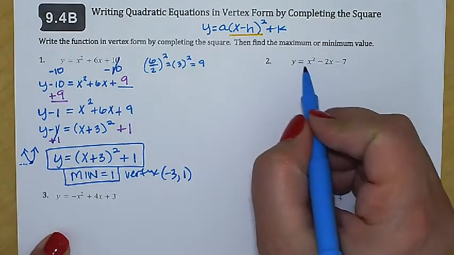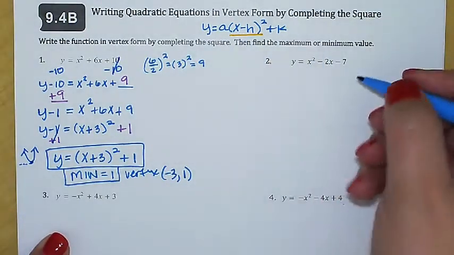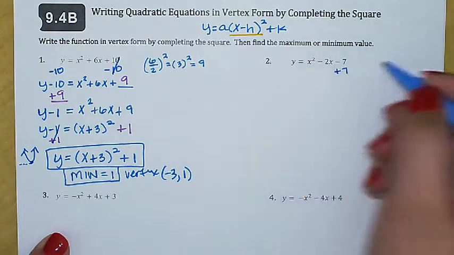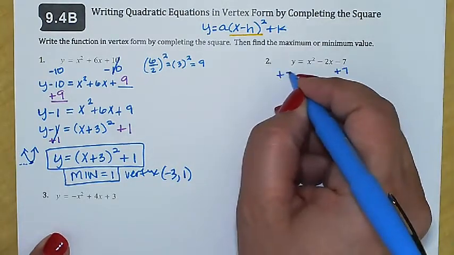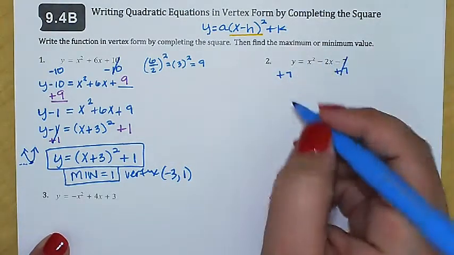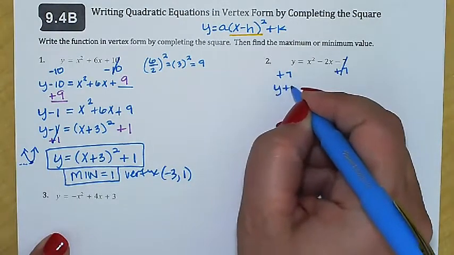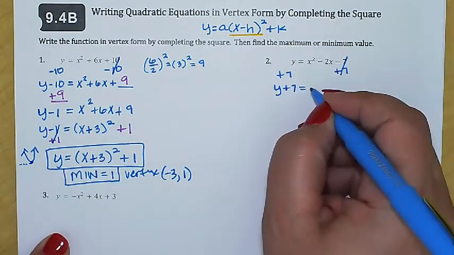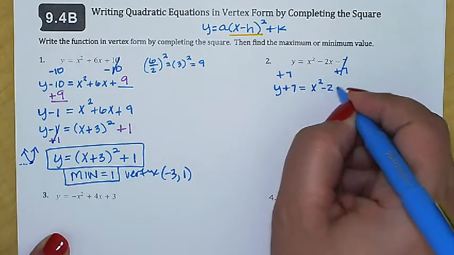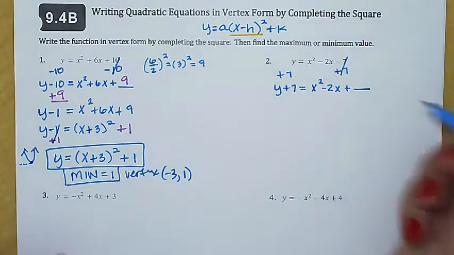We're going to rewrite this in vertex form by completing the square. So the first thing I'll do is move that 7 out of the way because that is not creating a perfect square like I want it to. I'm going to leave that 7 next to the y for just a moment so I can complete the square.